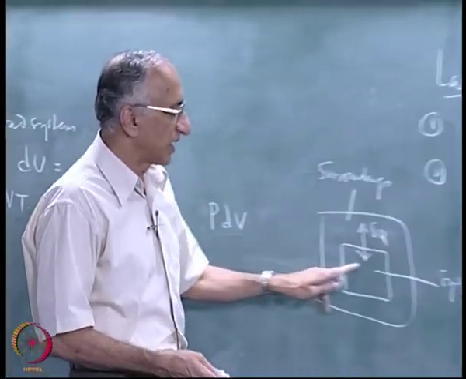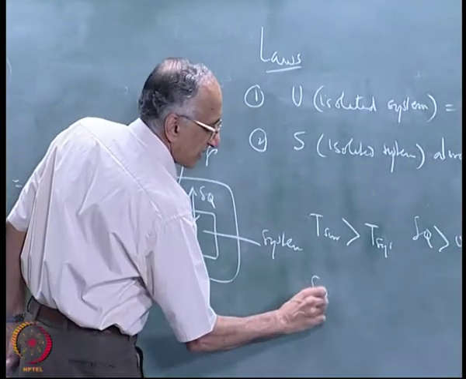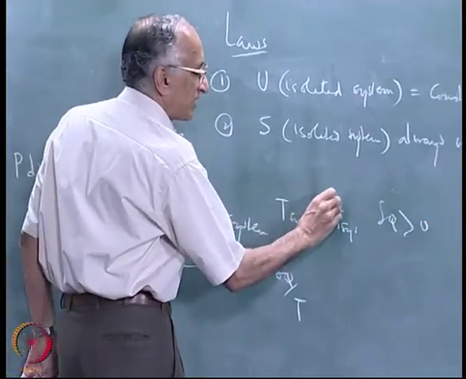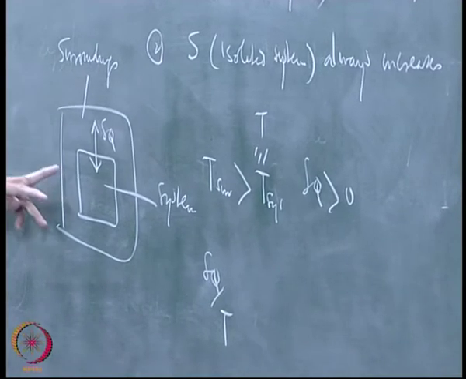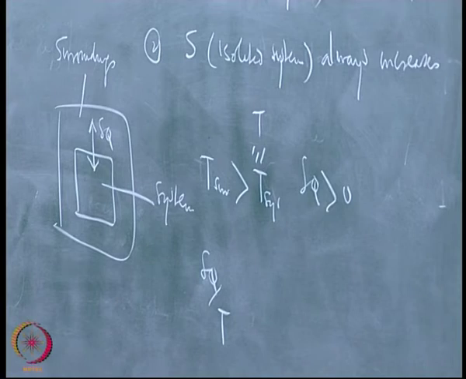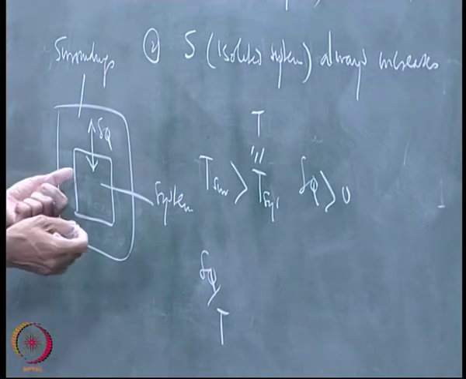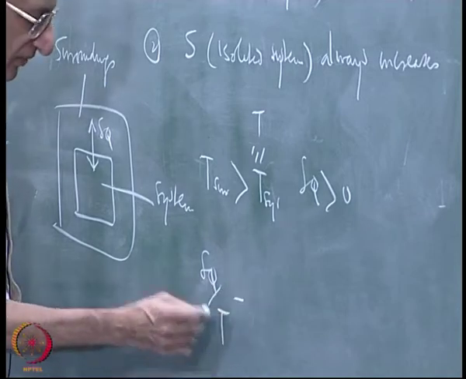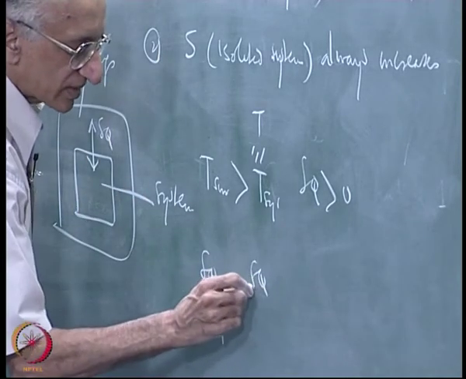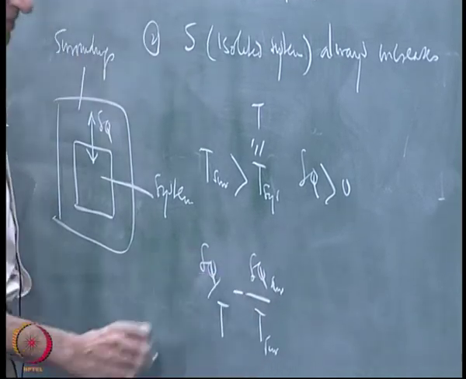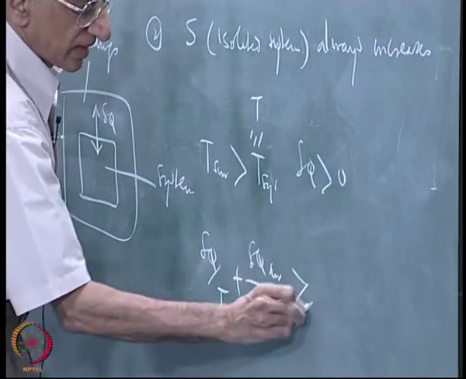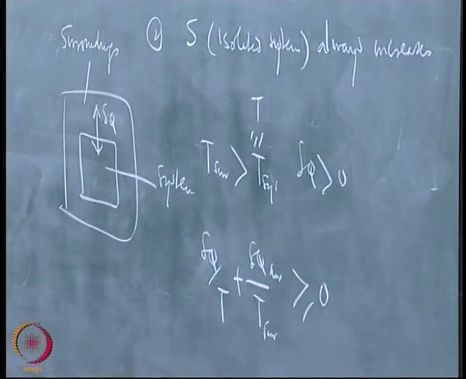So if this is true, delta Q by T, with T of the system just defined as T, is the energy absorbed by the system. And if I take the surroundings, delta Q surroundings by T surroundings is greater than or equal to 0, because the surroundings plus system constitute an isolated system. The law is valid only for an isolated system.